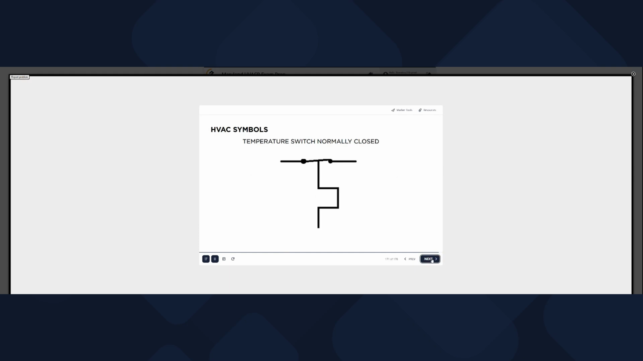Thermostat control switches and contacts. This symbol is a temperature switch, normally closed. This is similar to the pressure control switch. The symbol shown is normally closed, so it opens on temperature rise. The zigzag indicates a temperature-activated switch.